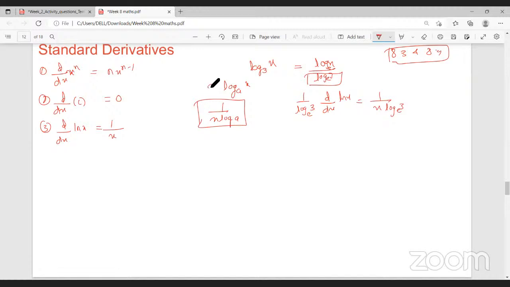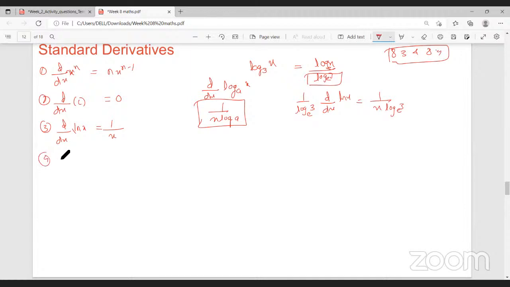Sir, for changing the base, can we also consider log 10 on both sides? No, we can differentiate only the natural log. The derivative of log to the base 10 of x is not equal to 1 by x. It will be 1 by x into 1 by log 10, that is 1 upon x log 10. You can remember this formula: derivative of log of x to the base a equals 1 upon x log a, or you can simply apply the base change rule.